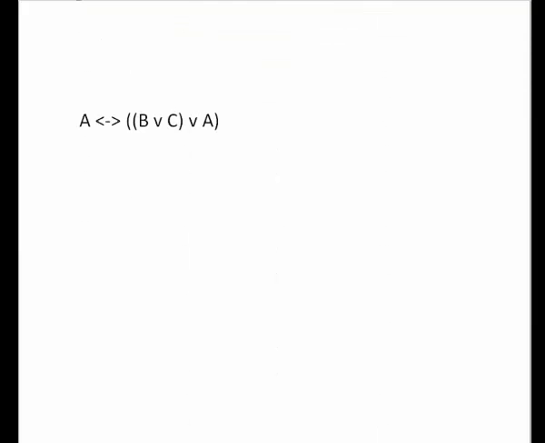Now, let's take an example of a sentence involving 3 simples, and let's see if it's a contingent statement, a tautology, or a self-contradictory statement. So let's try this statement. And by the way, it's a good thing to start reading these things off in terms of the meanings that they have. So instead of thinking of this as A, double arrow, and then parentheses, and so on, I look at this and I see A if and only if either B or C or A.